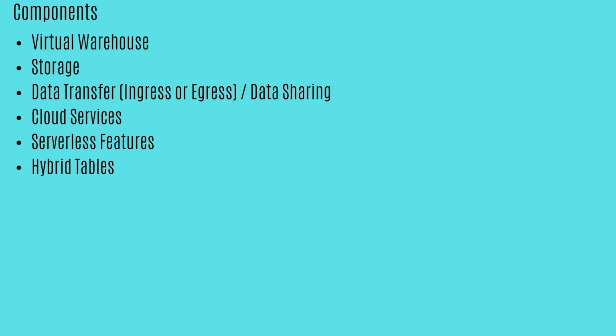Then we have data transfer, ingress and egress, plus data sharing. We will learn how charging works when data comes in. Whenever any data comes inside Snowflake, it is free, so ingress is free. Whenever data goes outside Snowflake, there are some charges. What those charges are, we are going to see in this video.